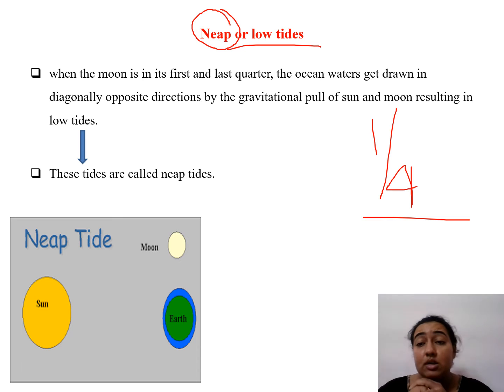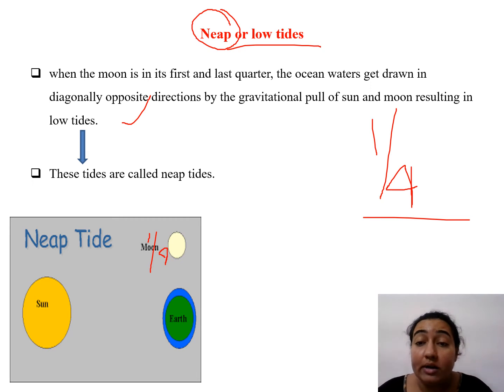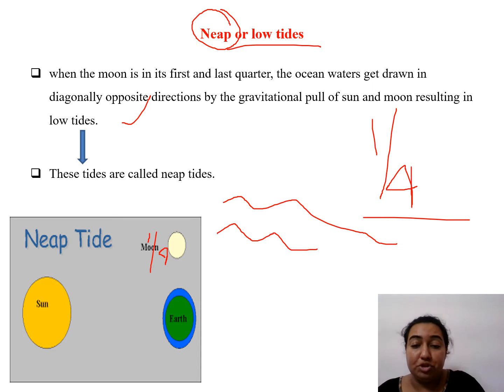The ocean waters get drawn in diagonally opposite direction by the gravitational pull of sun and moon, resulting in low tides. Now, let's understand this with the help of an example. Now, moon is in its, या तो ये first quarter में होगा या तो ये last quarter में होगा. So what will happen? Water gets drawn in diagonally opposite direction. Now suppose this is water and this is oceans. ठीक है?